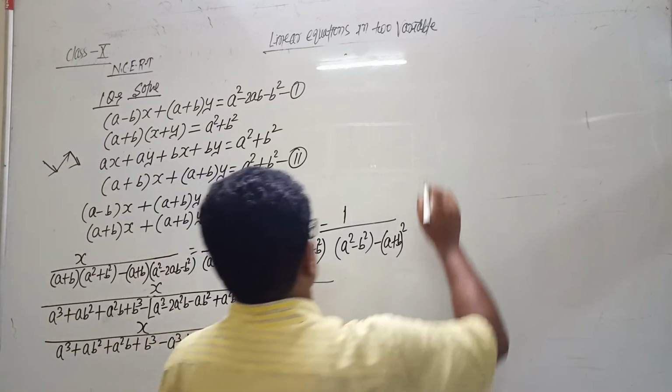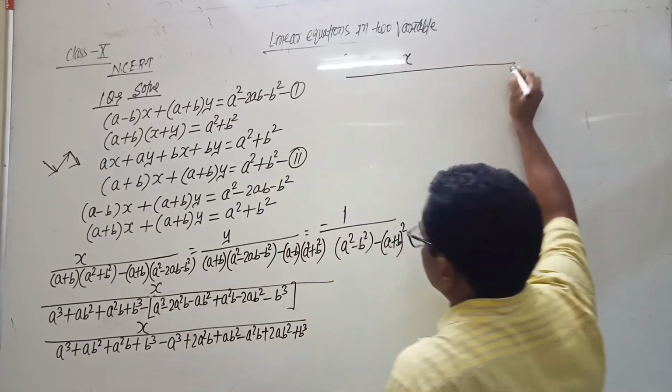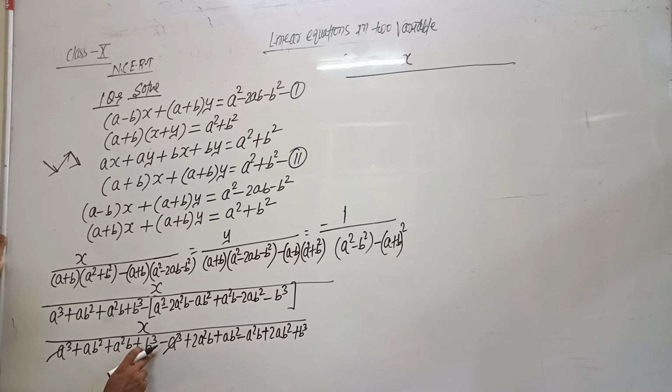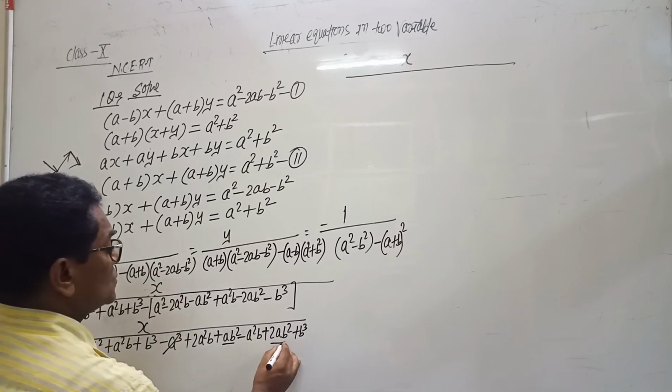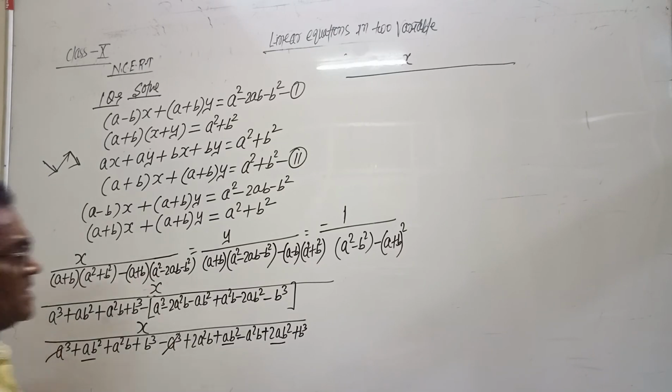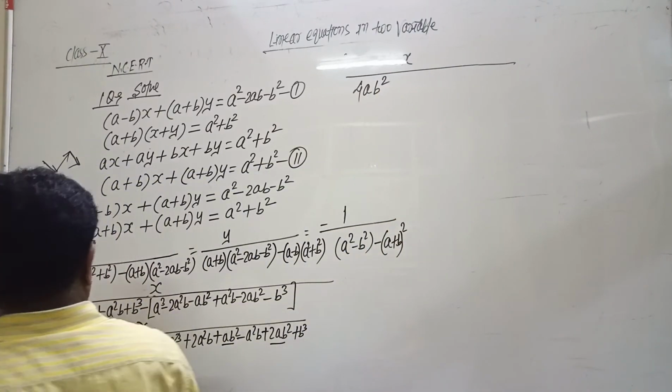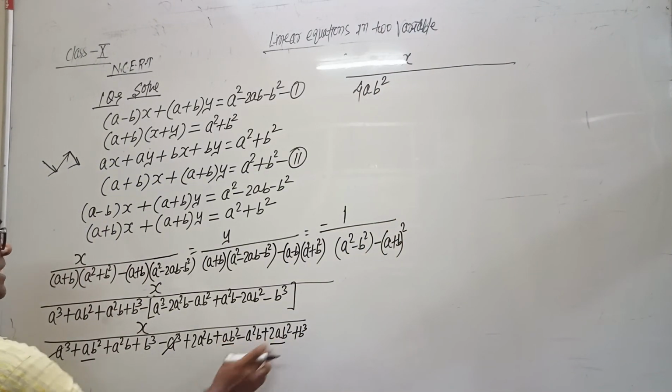So we write x upon plus a cube and minus a cube gets cancelled, plus b cube and there is also plus b cube. Now plus ab square and plus ab square. ab square plus ab square, this is 2ab square, and 2ab square plus 2ab square, we get 4ab square. So x upon 4ab square.